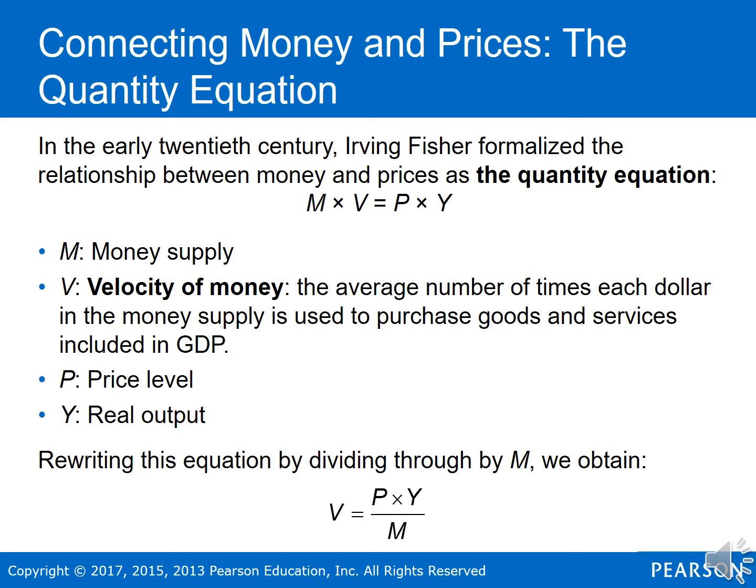So about 100 years ago, the economist Irving Fisher formalized the relationship between money and prices in the quantity equation. The quantity equation is M times V equals P times Y. Basically what this equation states is that the money supply, M, times the velocity of money, or the average number of times each dollar in the money supply is used to purchase a good or service, or how often it changes hands, equals the price level multiplied by the real output.